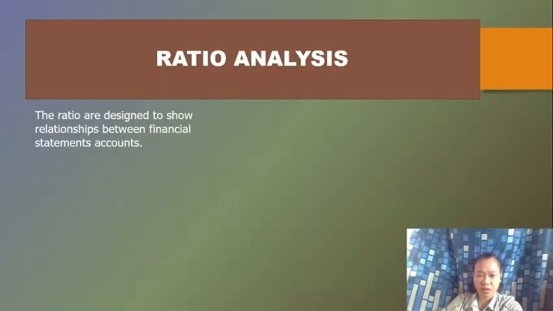The last one is ratio analysis. Ratios are designed to show relationships between financial statement accounts. It's a comparison of different balances from the financial statements. Ratios are grouped together to assess a company's profitability, ability to pay debts, and survival in the long term.